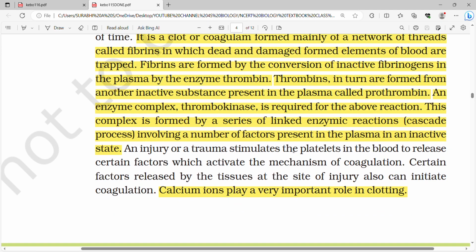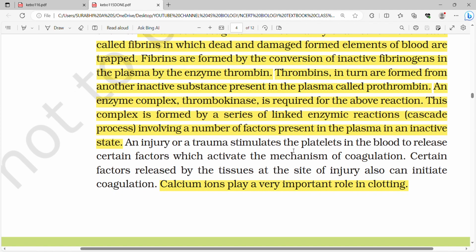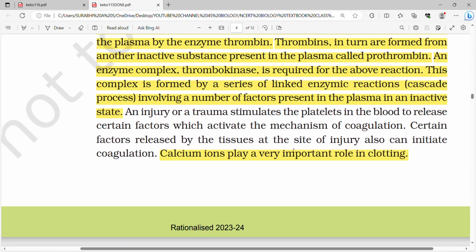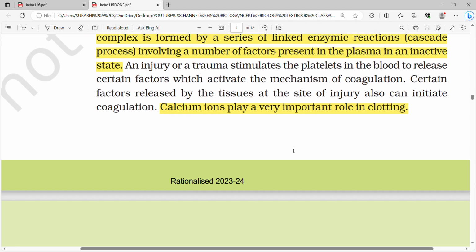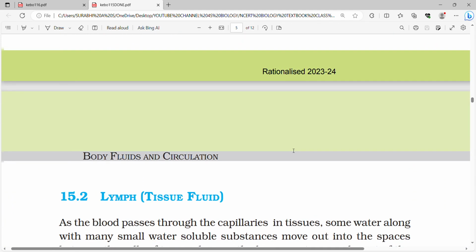This thrombin in turn is formed from another inactive substance present in the plasma called prothrombin. So thrombin is formed from prothrombin. An enzyme complex, thrombokinase, is required for the above reaction. So this complex is formed by a series of linked enzymic reactions, that is a cascade process, involving a number of factors present in the plasma in an inactive state. Here calcium ions play a very important role in blood clotting.